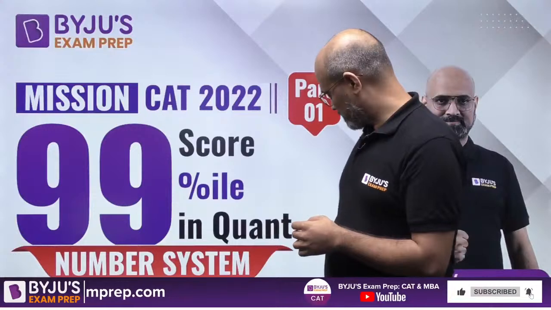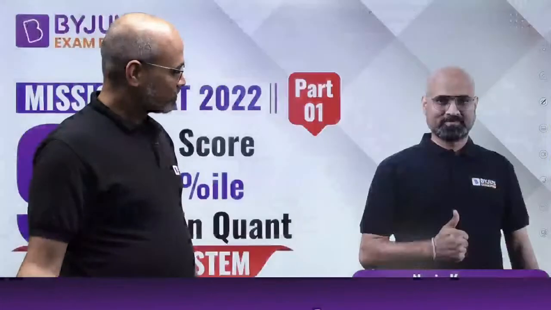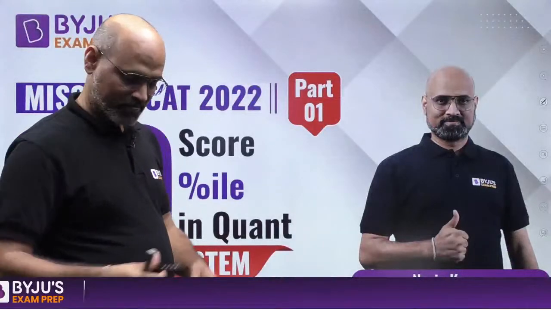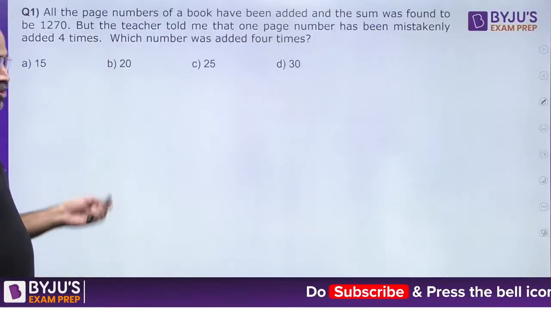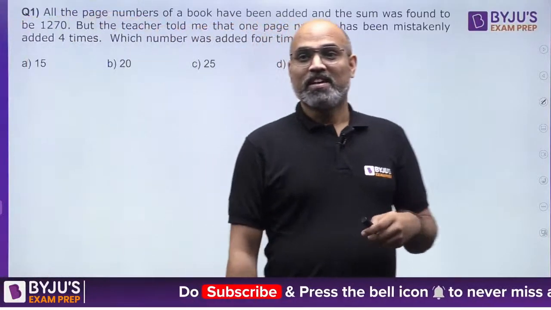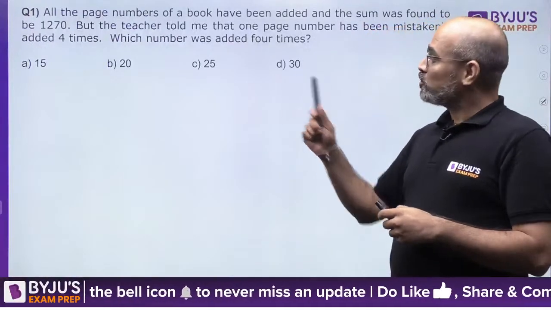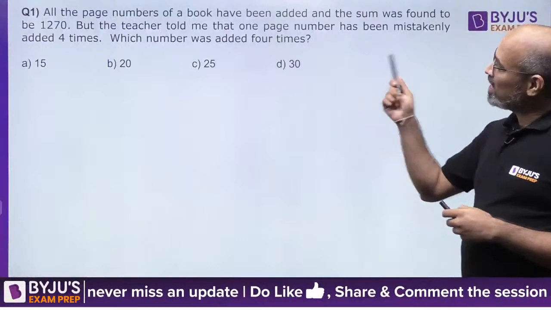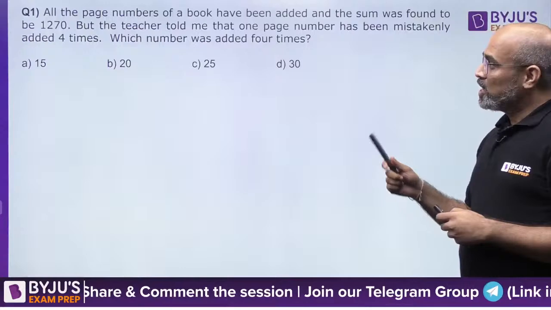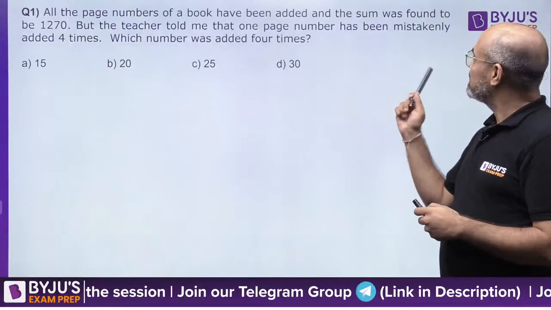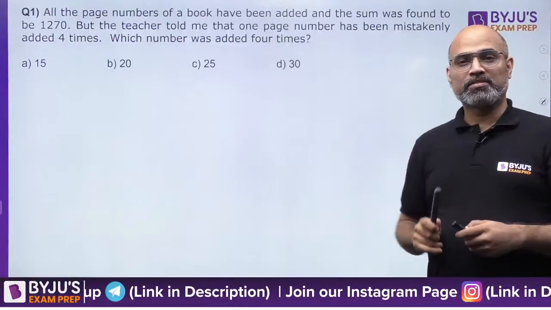So this is the first question. All the page numbers of a book have been added and the sum was found to be 1270. But the teacher told me that one page number has been mistakenly added 4 times. Which number was added 4 times?